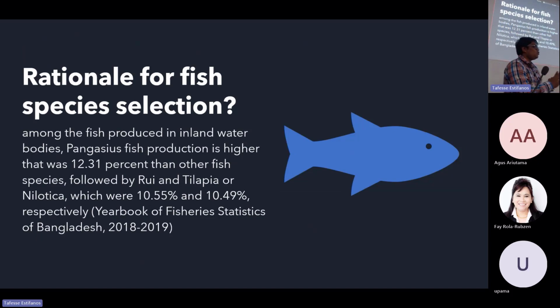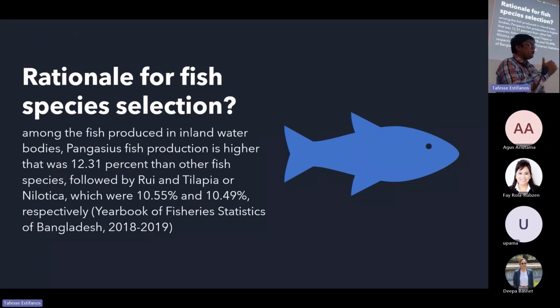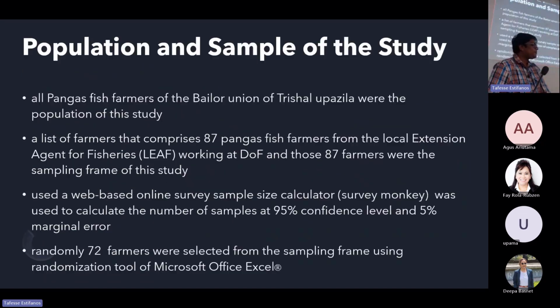And why Pangas? There are many fish species in Bangladesh, but why did I select Pangas? Because it accounts for 12.31%, the highest. It is the fish that has been cultivated in the highest percentage compared to other fish in our country. The next ones are koi and rui, but those are different fish. That's why I selected Pangas and didn't select other fish.